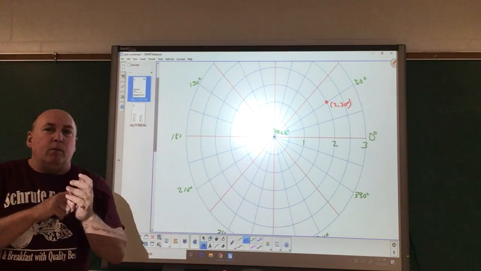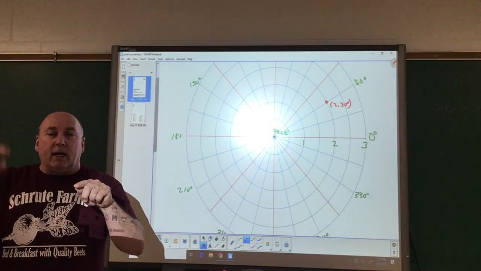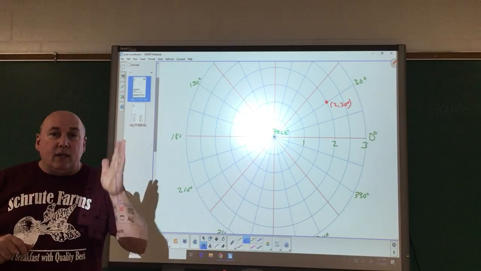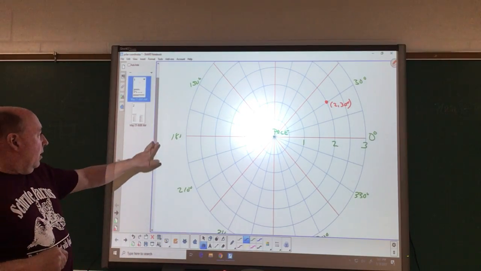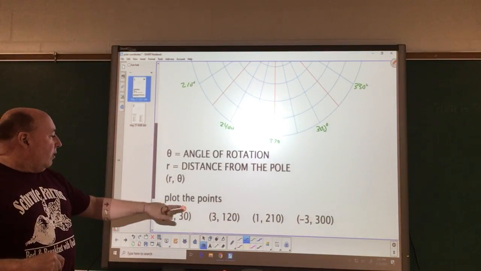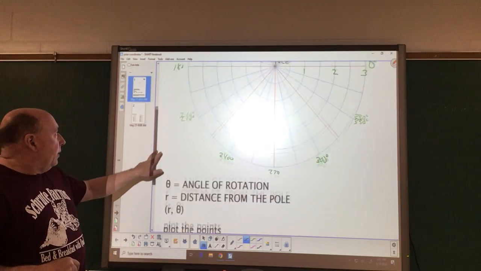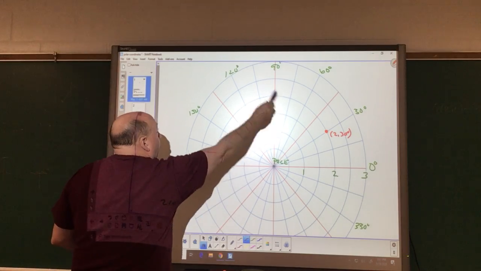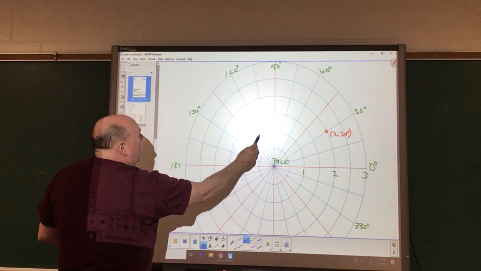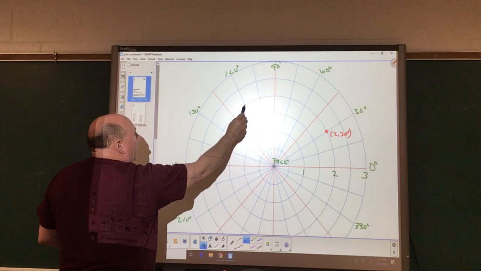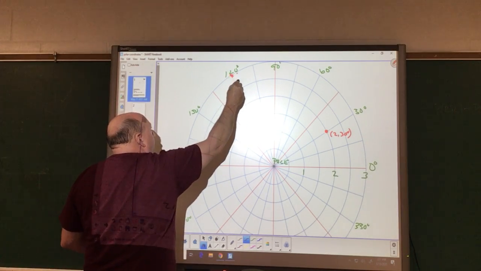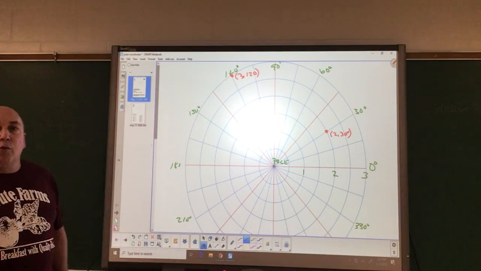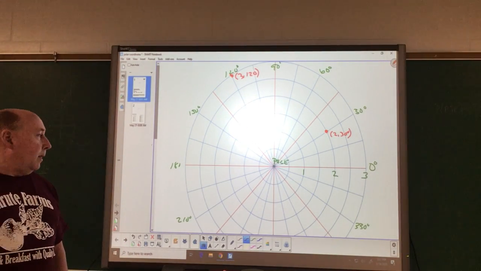It's like if I'm using x, y coordinates, I could go out x and up y, or I could go up y first and then over x. Does not matter. You get the same point. So if we plot the second point, 3, 120, I'm going to rotate 120 degrees and then count out 3 units on my 120 line. So it's 1, 2, and 3. So there would be my ordered pair of 3 and 120.